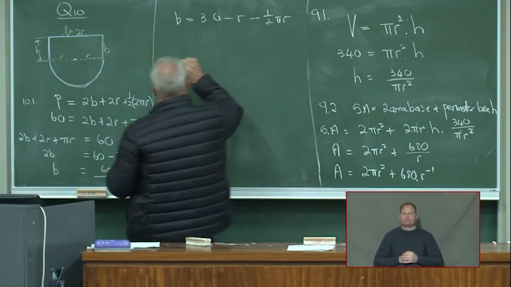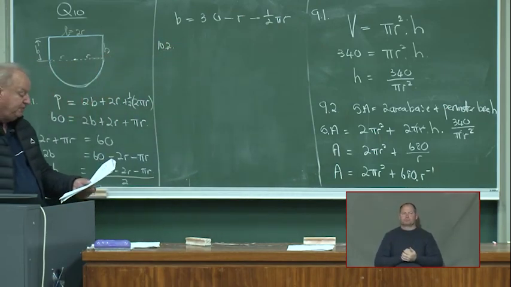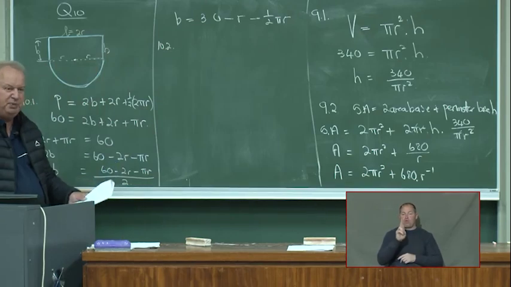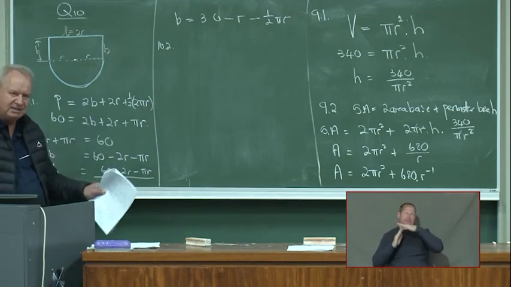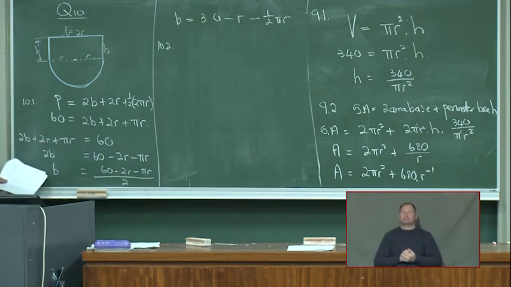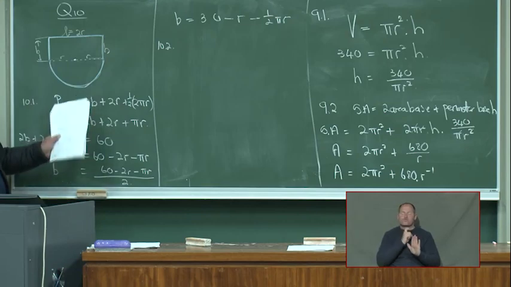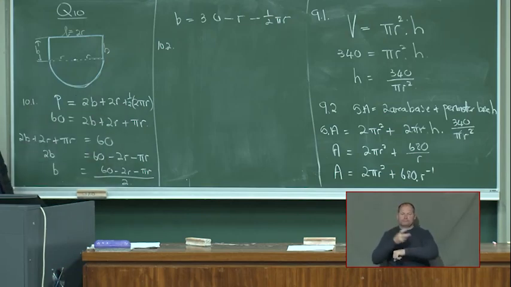That is 10.1. 10.2. They say, for which value of r will the area of the stage be a maximum? If they ask for maximum or minimum, we differentiate the formula and then we let it equal to 0. So they are asking you the area of the stage, correct? So we need to use the area formula. We need to find a formula for the area of the stage, and then we need to differentiate that formula and let it equal to 0, correct?